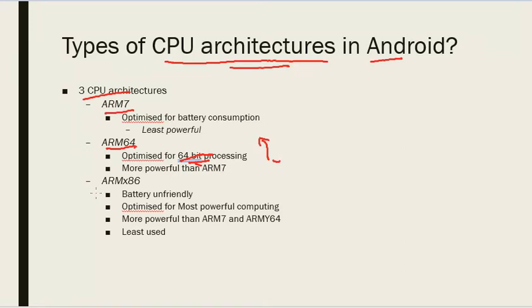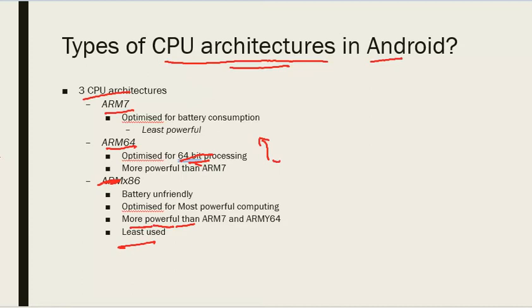And then we have the x86 architecture. This x86 architecture is actually the most powerful. It is more powerful than ARM7 and ARM64. Because it has more power, it is more battery unfriendly, and it is optimized for the most powerful computing. That's also why it's the least used, because a common user doesn't use it. You normally only hear x86 as the name of this third CPU architecture.